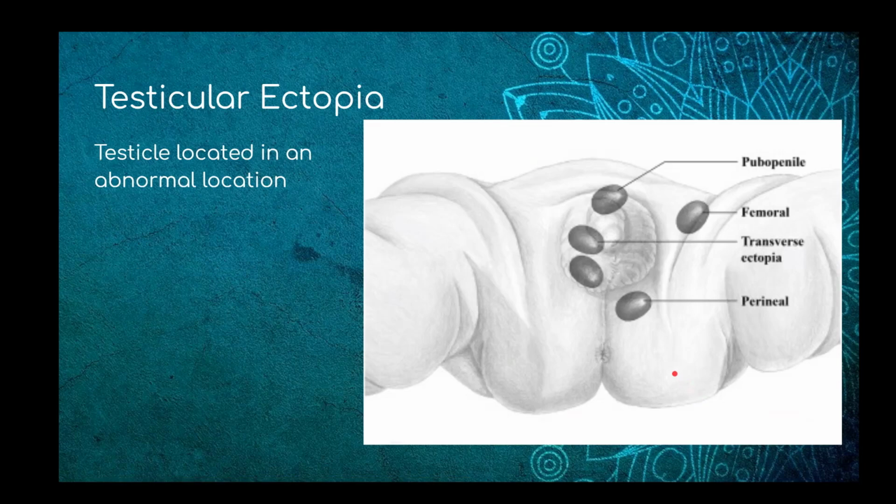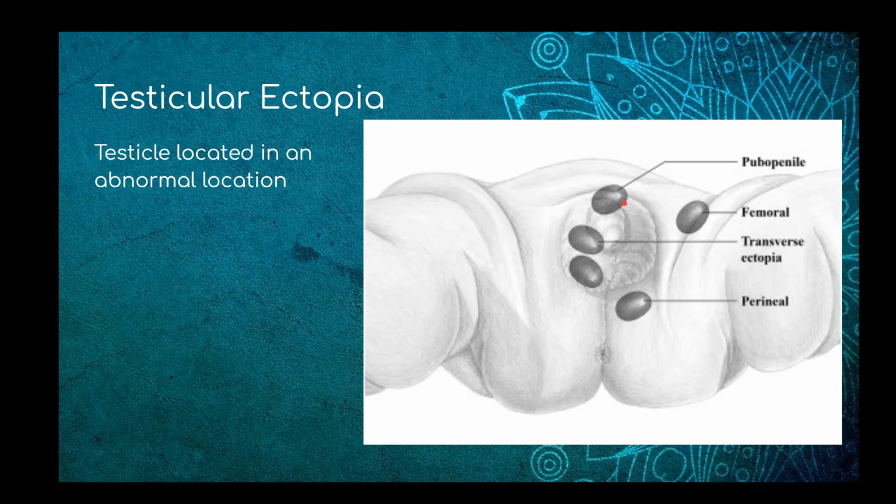Another example of a testicle in the place that it shouldn't be is called testicular ectopia. And you might be thinking to yourself, well, isn't that the same as cryptorchidism? And it's not. With cryptorchidism, we find them somewhere along the path that they would descend from the abdomen into the scrotum. Testicular ectopia is when the testicle has gone somewhere so completely abnormal, it has no chance of getting into the scrotum. There's no moving it into the scrotum naturally.